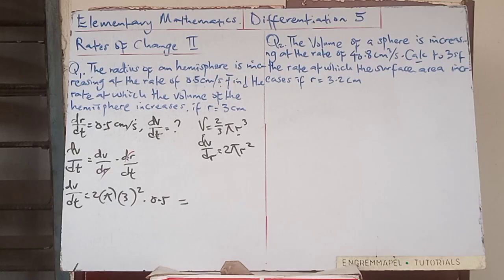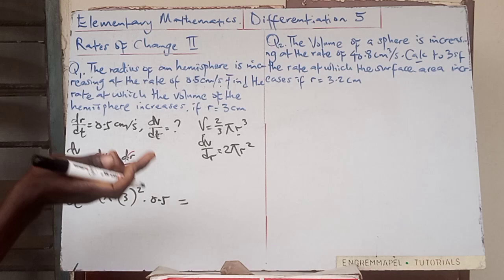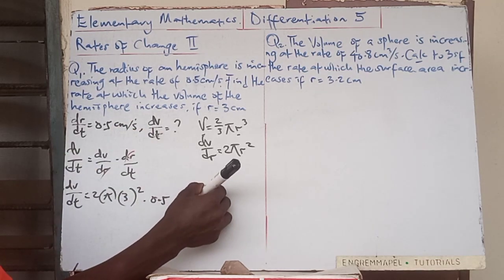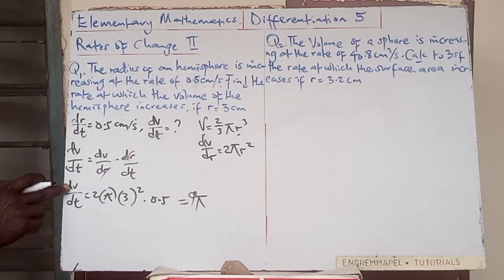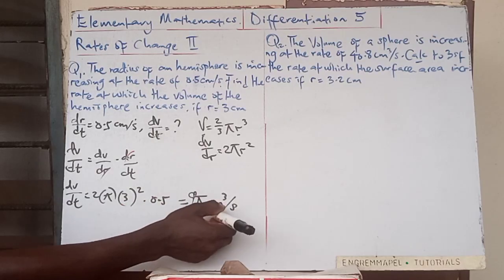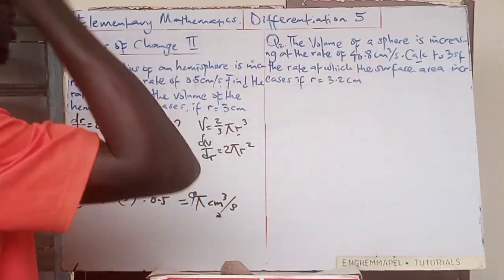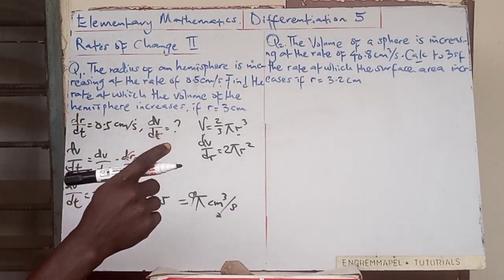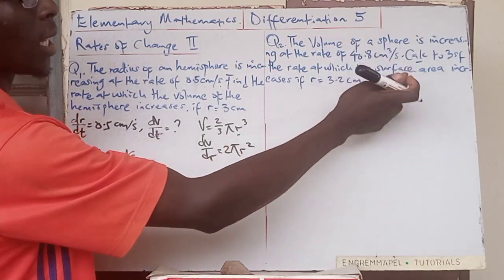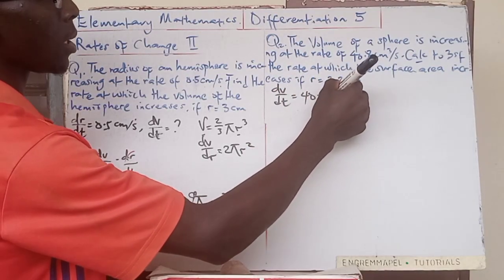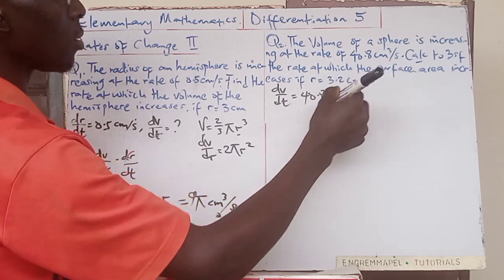Calculating that on our calculator, we're going to have 9 pi, because this is 1 over 2, and 2 cancels 2, and 3 squared is 9. So we have 9 pi. It is volume over time, so it's going to be centimeter cubed per second. So the volume of the hemisphere is increasing at this rate, and you can see it is volume over time, so that will be dV/dt. dV/dt is 28.3 centimeter cubed per second.